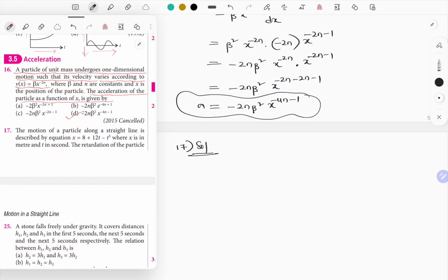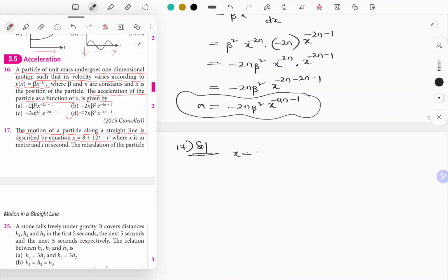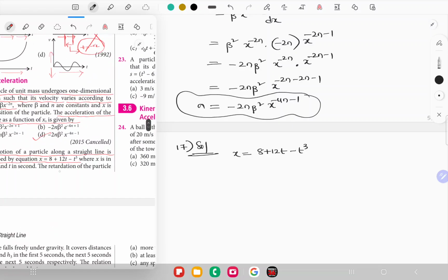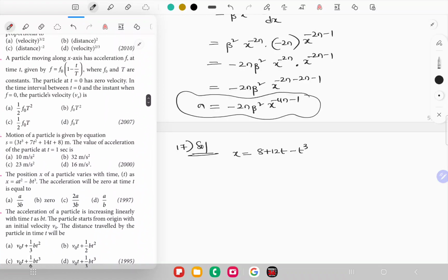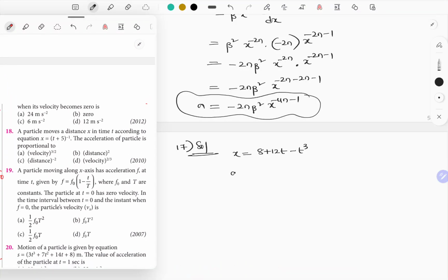Solution. In question number 17, the position of a particle along a straight line is described by an equation. The position equation with respect to time is x = 8 + 12t − t³, where x is in meters and t is in seconds. They are asking for the retardation, in the sense of negative acceleration, of the particle when velocity becomes 0. This is how you have to write it.